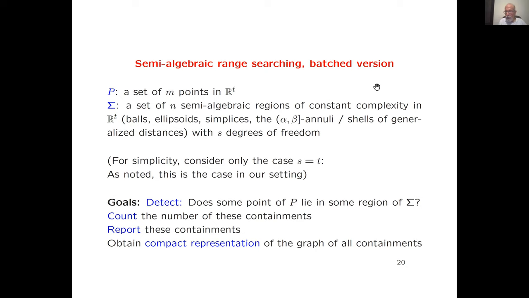And the alpha beta annuli that we spoke about generalize naturally to this setup. In general, the ranges may have S degrees of freedom, which is different from T, but let's only consider the case that S equals T, which is the case in the optimization problems that we are looking at. And the goal, again, depends on what you want to know. You might want to just detect whether some point lies in some region, or you want to count, as we did before, how many such containments there are, or you may report all of them, or you may represent them in some compact manner. There are a lot of variants that you can think of, but more or less, this is the setup.